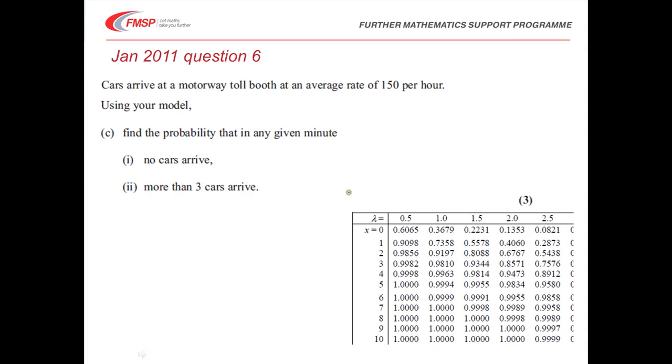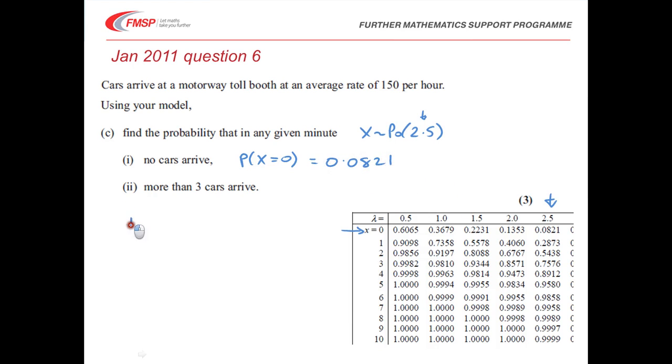So using this model, we want to find the probability that in any given minute, so there's a reminder, no cars arrive and more than 3. Now, whenever you see that your Poisson variable is a multiple of 0.5, this is good news because it means you can use the Poisson tables. So for part I, no cars arrive. So this is the probability that x is equal to 0. And that can just be read off the table. So the probability of x equaling 0 when the parameter is 2.5 is just simply going to be 0.0821. So that's quite nice.